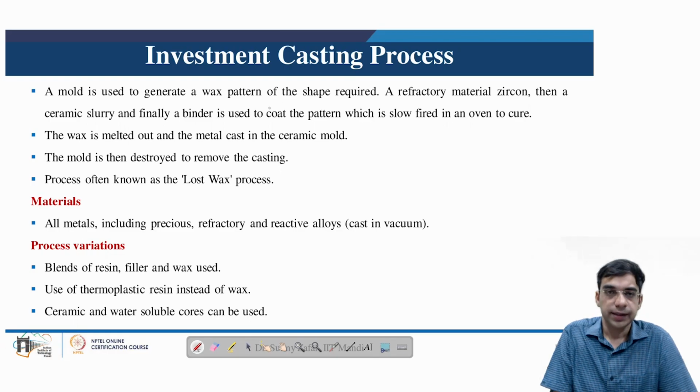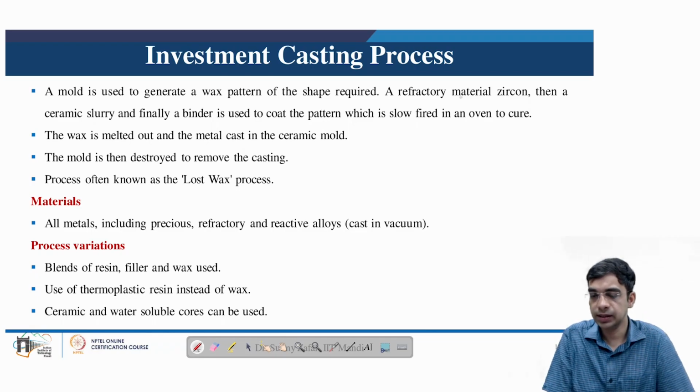So all these things we have just discussed are again mentioned here in sequence. The wax pattern is used, and the refractory material, basically zircon, is the ceramic material used in the ceramic slurry with a binder to coat it around the pattern. Wax is subsequently melted out. The mold is then destroyed to remove the wax. It's also known as lost wax because of this process.